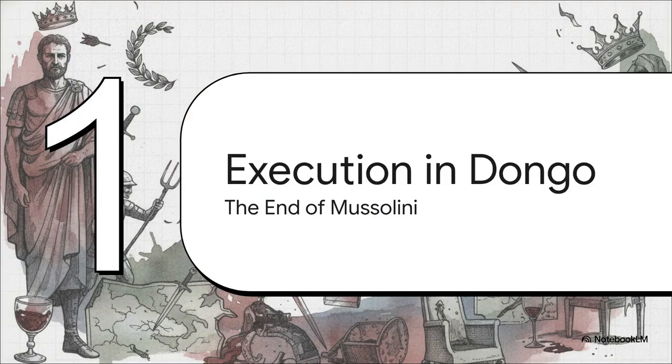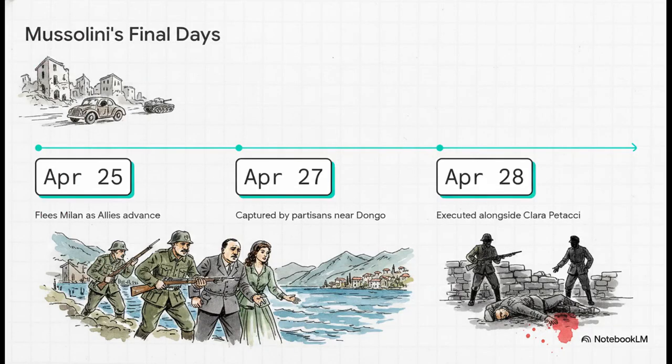Section 5. Execution in Dongo. The end of Mussolini. So while Hitler somehow kept surviving his assassins, his closest ally absolutely did not. By the spring of 1945, the Axis powers were rapidly collapsing everywhere. Benito Mussolini was reduced to leading a German puppet state up in northern Italy.